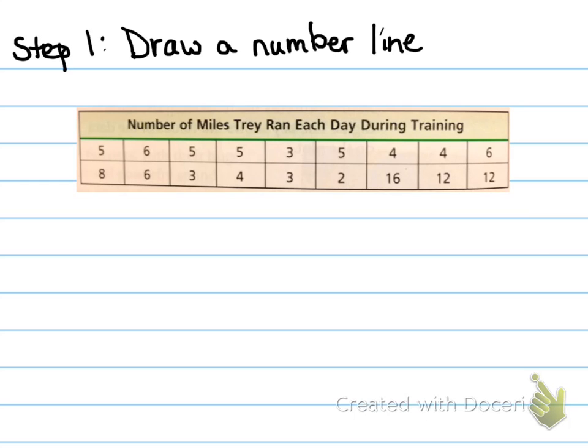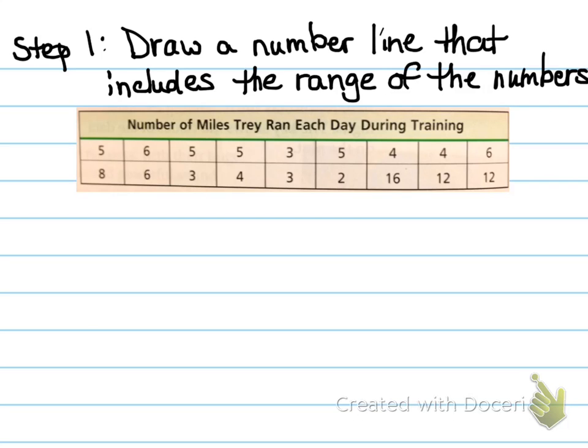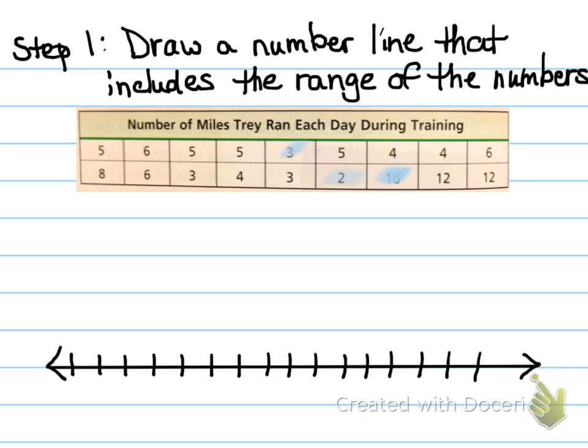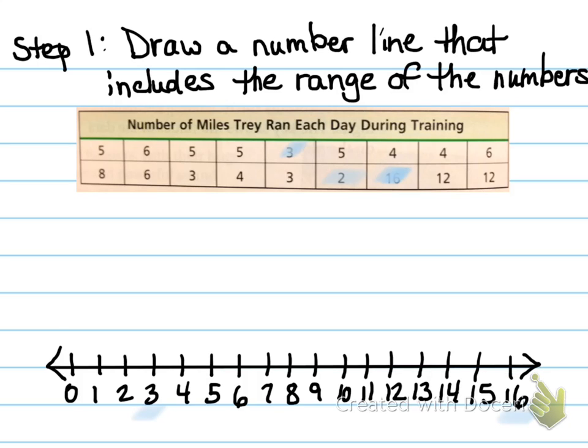Here we have a set of data for the number of miles that Trey runs each day during his training. Step one to making a line plot is we're going to draw a number line that includes the range of numbers that we have. So I'm going to look for my high and my low. My high number is 16. My low number is going to be 2. So when I draw my number line, I want to be sure to include the numbers from 2 to 16 on my number line.